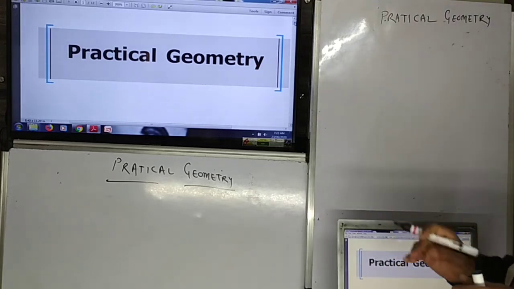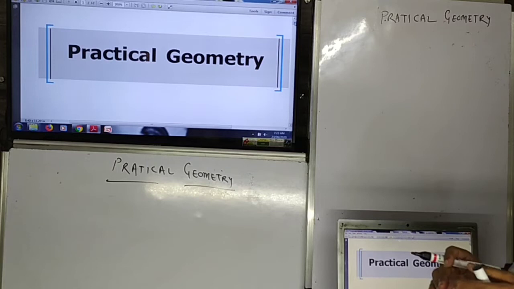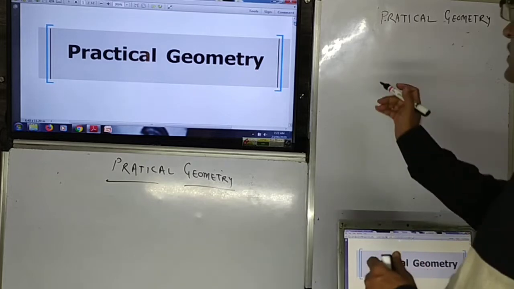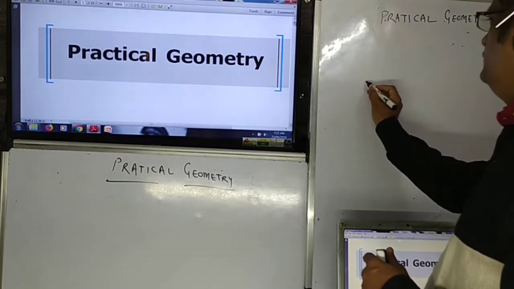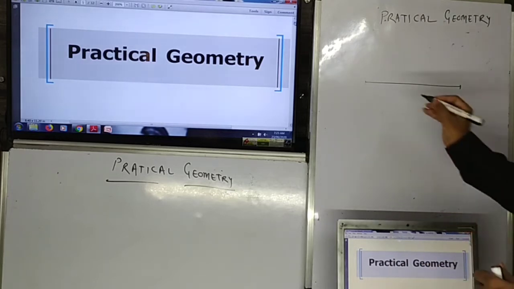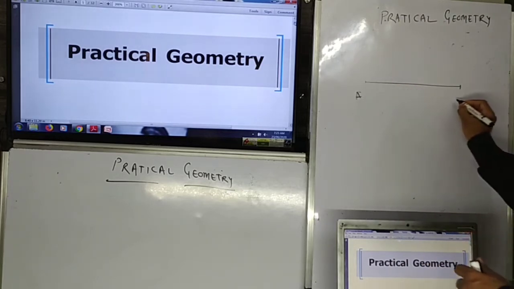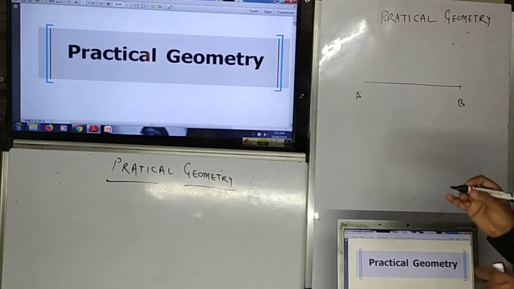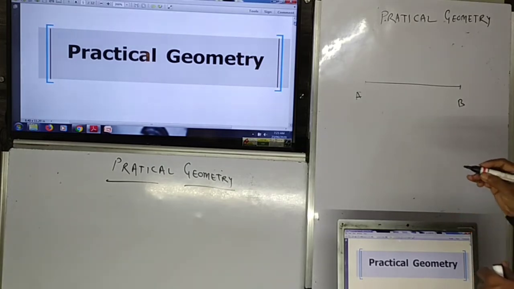Class 8, let us start practical geometry. Now in practical geometry, we want to construct the quadrilateral in different conditions. But before quadrilateral, let us take some of the requirements for the construction. One requirement is to bisect the side. Let us say this line segment AB. Now we want to draw the perpendicular bisector of this side.